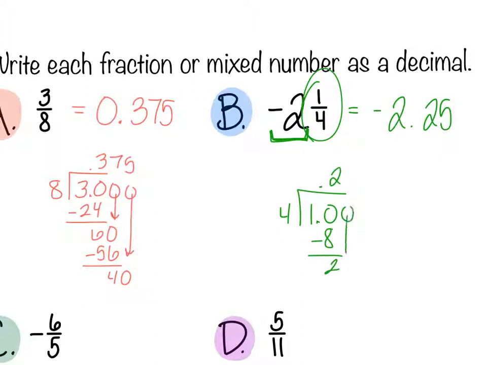Subtract, drop down a 0, and 4 goes into 20 5 times. So there's your 0.25. So don't forget about the -2 part. That part just gets written in front of the decimal. We only have to worry about the 1/4, writing it as a decimal.